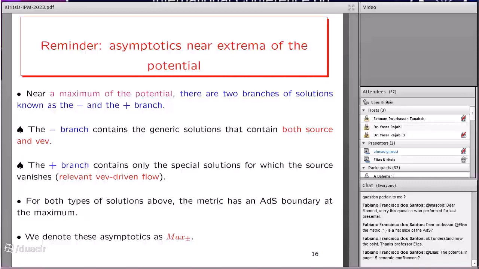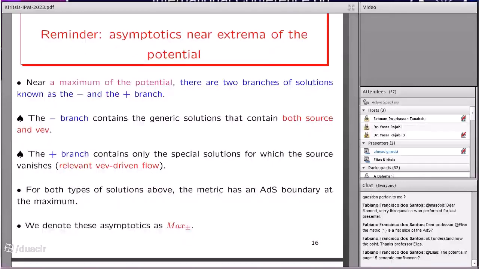Now, before showing you what the solutions look like, I have to give you one more reminder of a few things we know about general properties of holographic RG flows. First of all, it is known that near a maximum, the potential always has two branches of solutions, known as the plus and the minus branch, and they depend on whether A dot depends on delta plus or delta minus. And the minus branch is the generic branch.